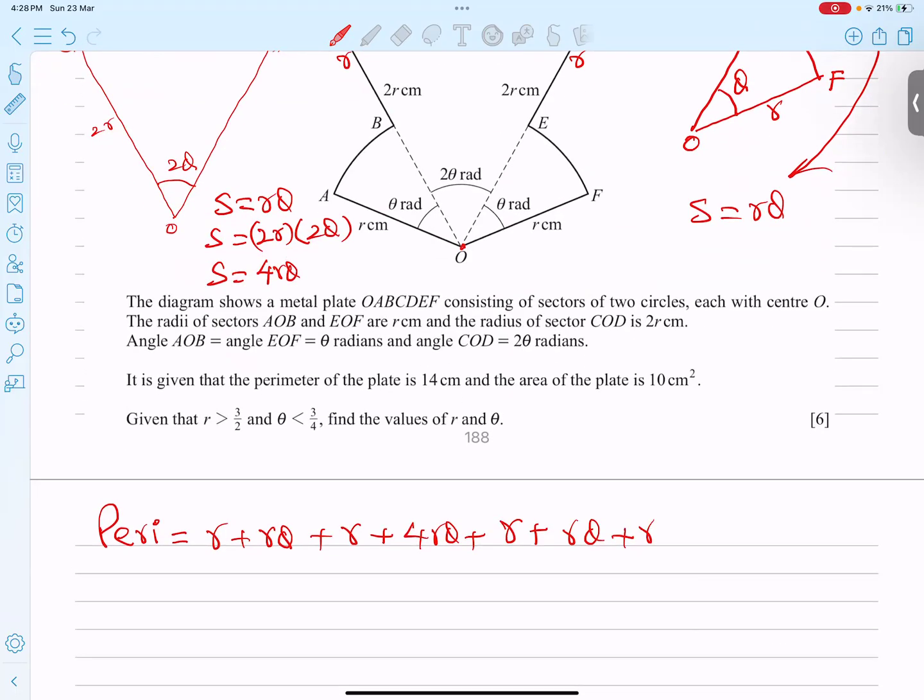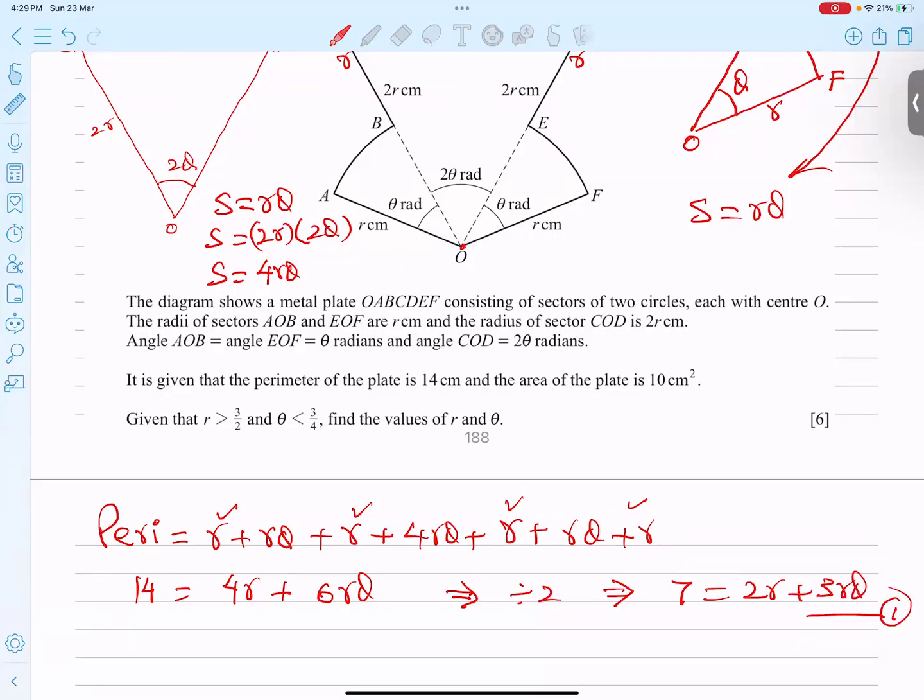Okay, I'm replacing the perimeter by 14. So when I replace 14, and 1R, 2, 3, and 4, so 4R and R, 4R theta, 5R theta, 6R theta. I got 6R theta. If I divide by 2, what does it give me? 2 sevens are 14, 2 twos are 4, and 2 threes are 6. Equation number 1 done. So let's go for the next part.